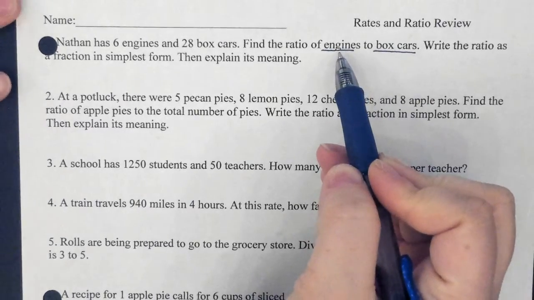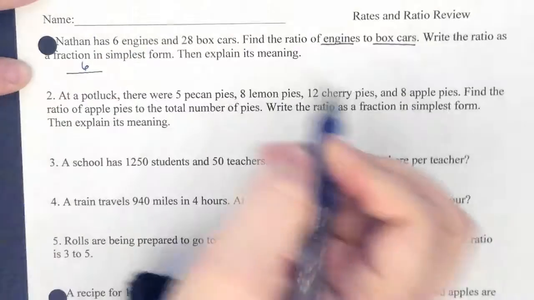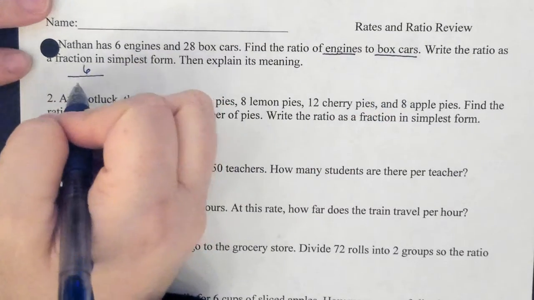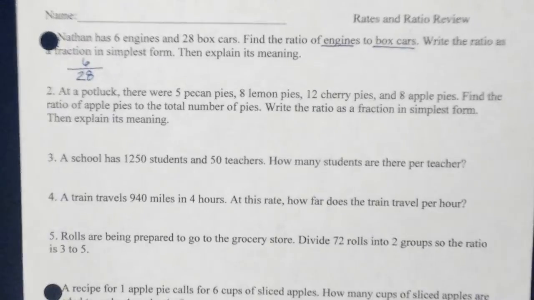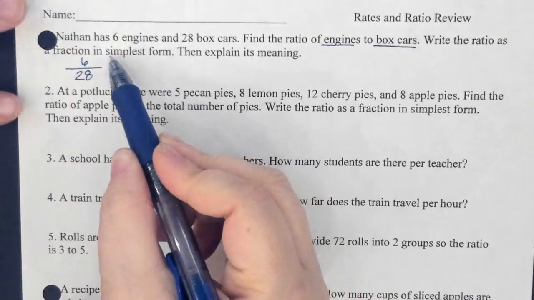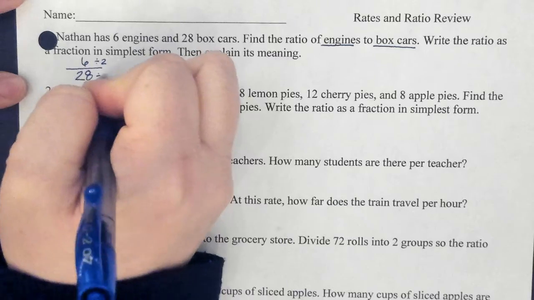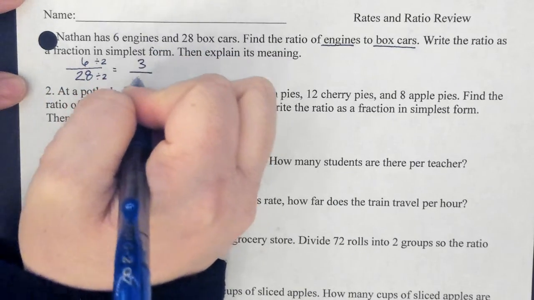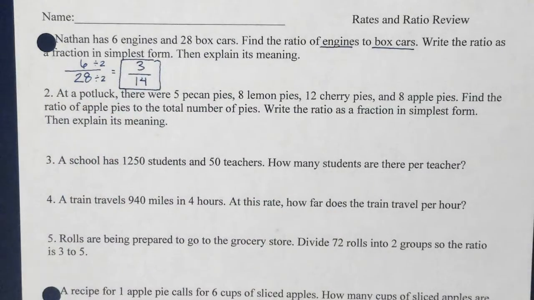So since engine is first, I'm going to put engines on top. There were 6. And then it says boxcars, so then I'm going to put 28. All right, I'm going to go ahead and warn you, on the 9 weeks test, you really need to look at the order that it's asking you, okay? So then from here it says to put it in simplest form, so I can divide these both by 2, which gives me 3 over 14. Okay. So that's the way we would write our fraction.